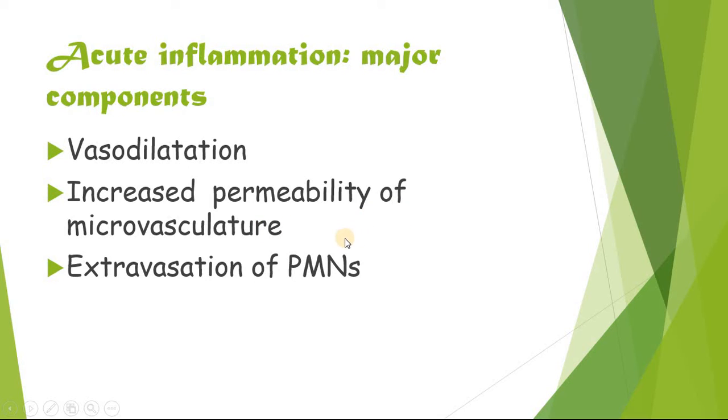Increased permeability or vascular leakage enables solid particles such as proteins and cellular components of blood to come out or leave the circulation, and the cellular events here shall come out and go to the site of injury and eliminate the offending agents.